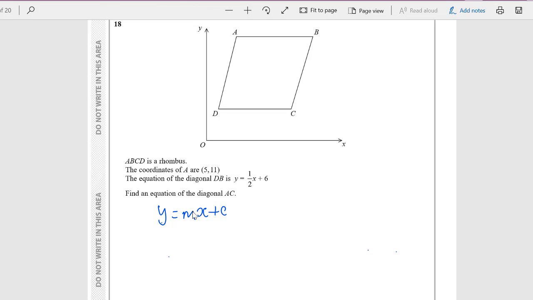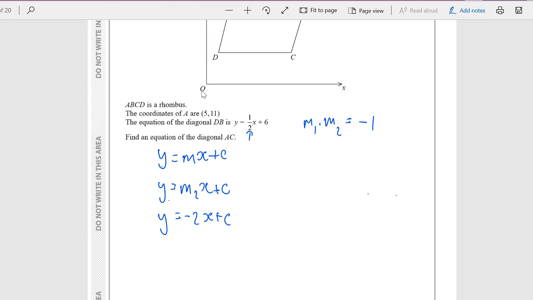So how can we find m first and foremost? Well, we know that since we have this line DB with gradient half, this line AC is going to be perpendicular to that. If you remember, m1 times m2, where these two lines are perpendicular to one another, you'll get minus 1. So therefore, m2 in this case will be minus 2, so y equals minus 2x plus c.